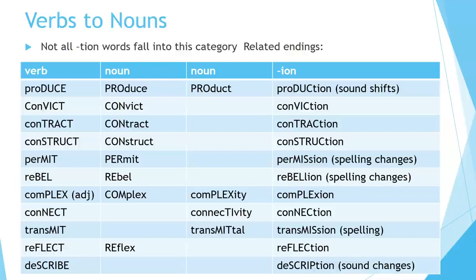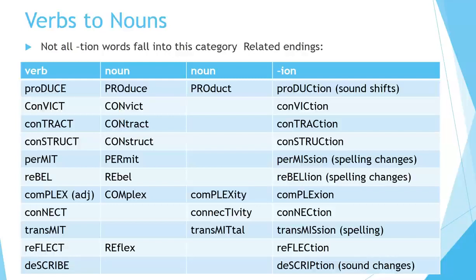Rebel, rebel, rebellion. We have the same type of spelling changes, but it's a different letter this time. So instead of T-I-O-N, we have L-I-O-N, and the L is doubled before the I-O-N ending. Complex, complex. Now in this case, complex is not a verb, but it's an adjective. We put it here to show you that the pattern is still the same.